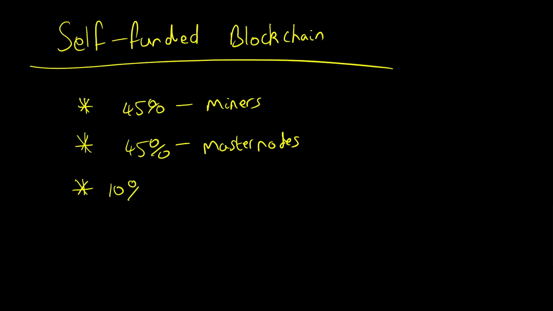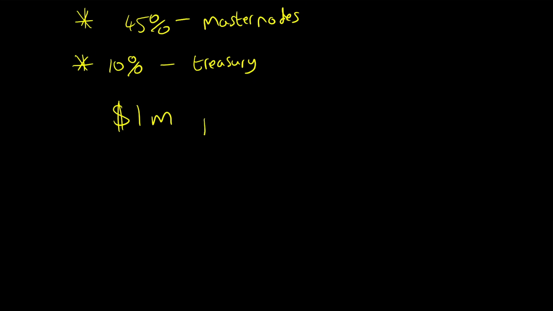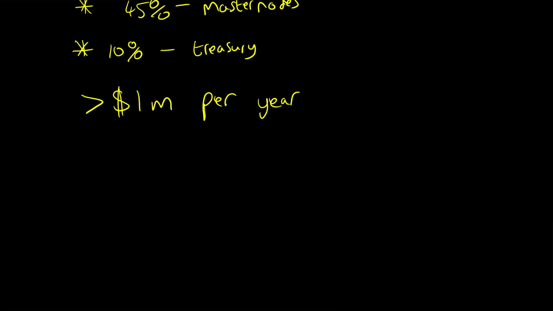And 10% go to the treasury, and this 10% roughly is the equivalent to over 1 million a year. And you might be thinking, okay, what does this treasury do with all this luxurious money? And they're not just spending it on fast cars and all this other stuff. They're actually helping fund the development team.